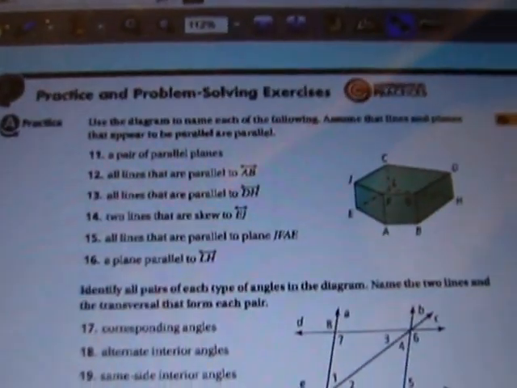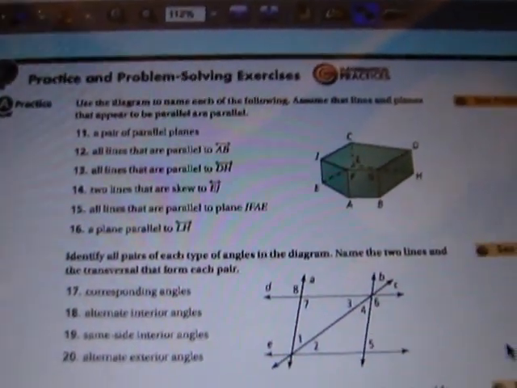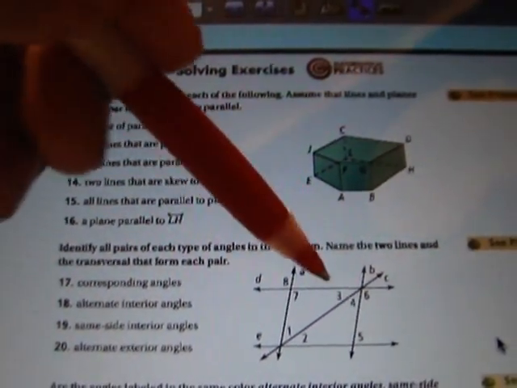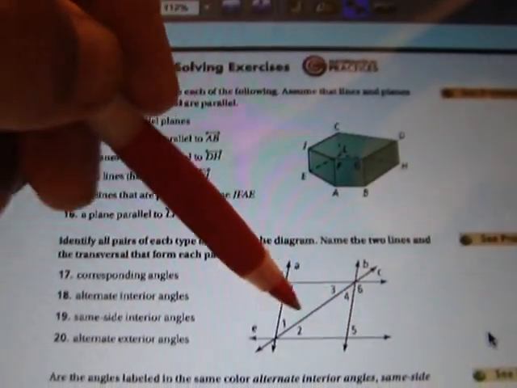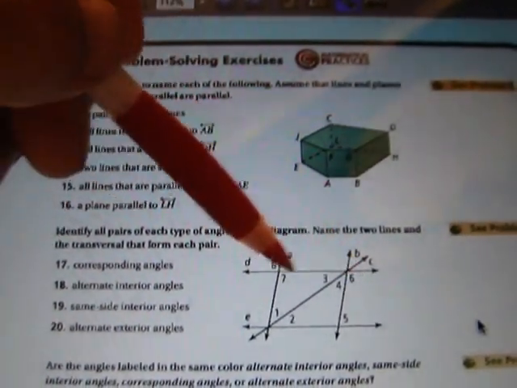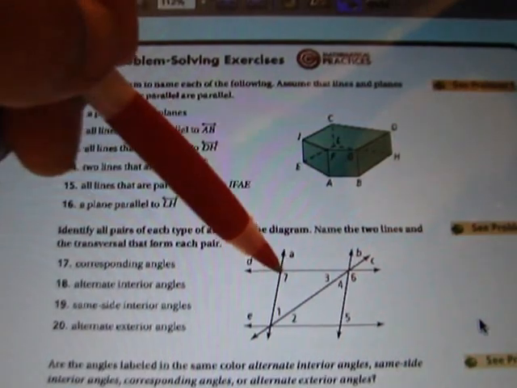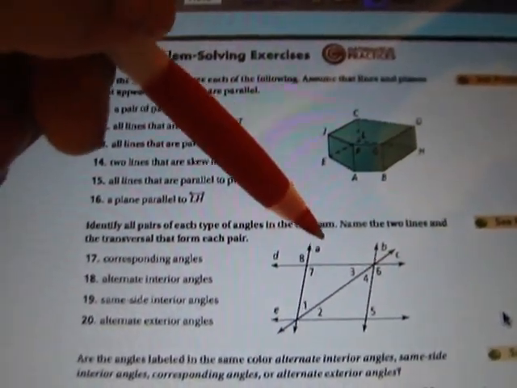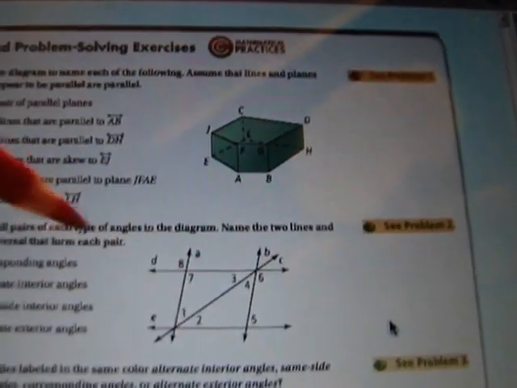Cool. 17. Identify all pairs of each type of angle in the diagram. Name two lines and the transversal that form each pair. Ooh, this is tricky. Okay, 17, corresponding angles. Well, let's see here. Corresponding. 5 doesn't have any corresponding angles. Oh, but 7 does. See, 7 and 6, they have corresponding angles. Okay? So 7 and 6 are corresponding angles by lines A and B with transversal line D.